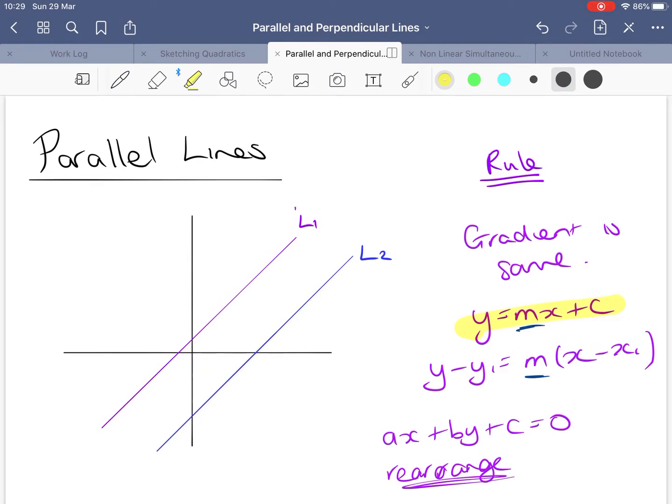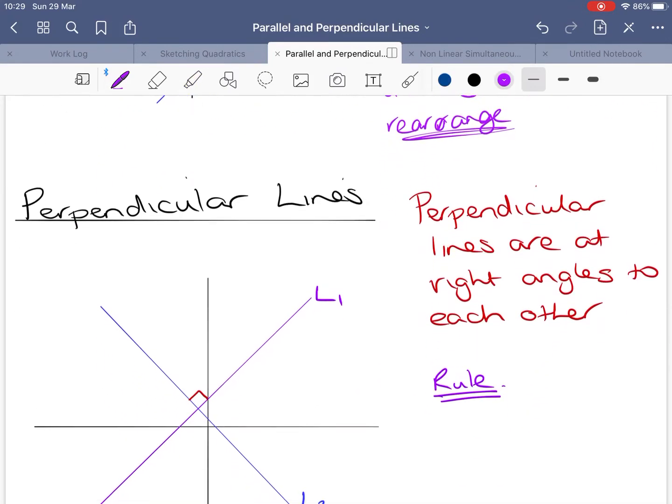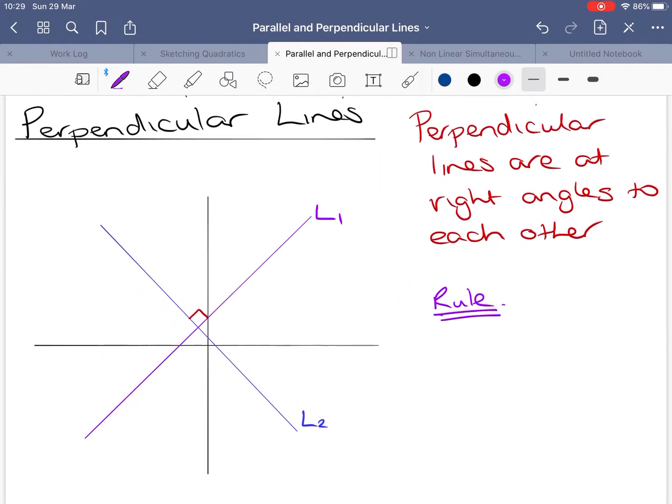gradient is. Right, again, something we have done at GCSE, perpendicular lines, but we did it in much less detail. We know perpendicular lines are lines that are at right angles to each other. And the way I talk about this, I'll say the gradient of L1 has to be, and I call it the negative reciprocal of the gradient of L2, okay?